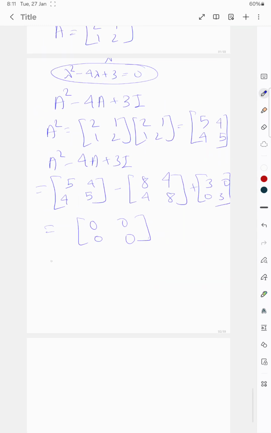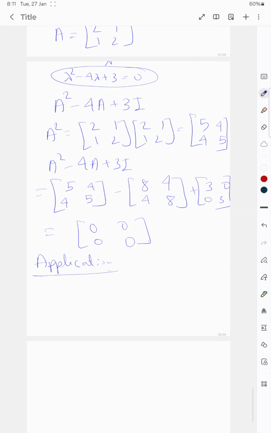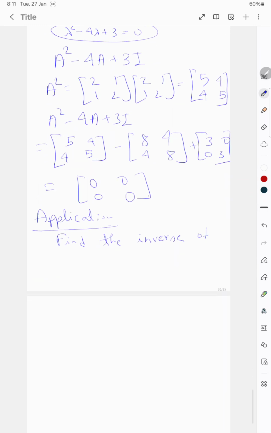There is some application. For example, suppose a question asks, find the inverse of 2 1 1 2 using Cayley Hamilton.